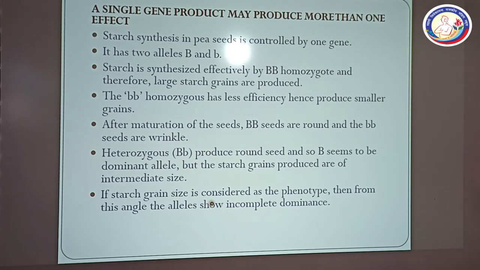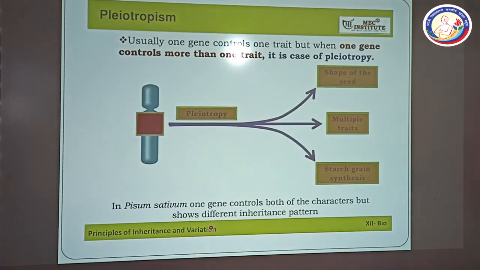If starch grain size is considered as the phenotype, then from this angle the alleles show incomplete dominance. Again you can see the pleiotropism. Usually one gene controls one trait, but when one gene controls more than one trait, it is the case of pleiotropy. The B gene, we are talking about the grain size of the starch in Pisum. Pleiotropy: the shape of the seed will also affect the starch grain synthesis. The type of starch grain will decide the shape of the seed in Pisum sativum.